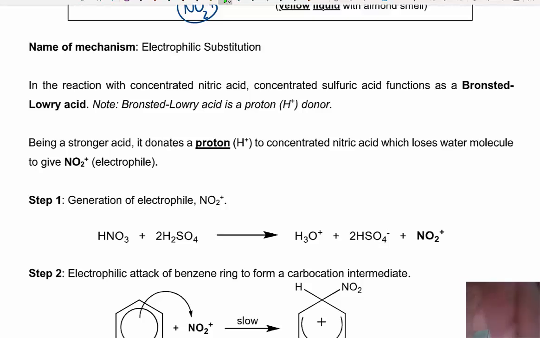So take a while to read this particular segment. Okay, I'll read it out. In a reaction with concentrated nitric acid, concentrated sulfuric acid will function as a Bronsted-Lowry acid. So being a stronger acid, in a way, it donates a proton to concentrated nitric acid, which loses a water molecule to give NO2 plus as the electrophile. Now, in case you're wondering what in the world is going on, it's actually something like this.